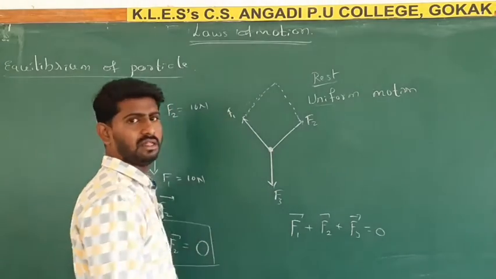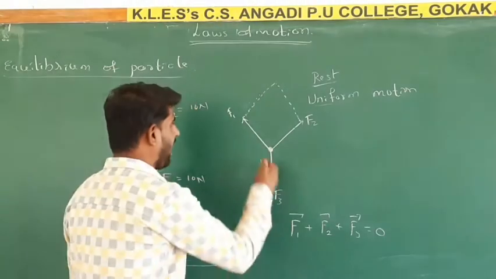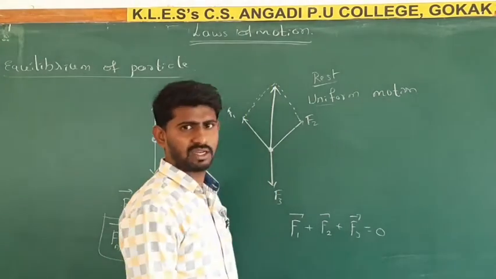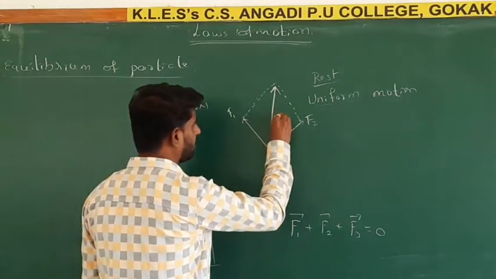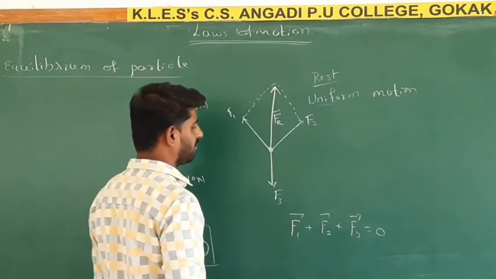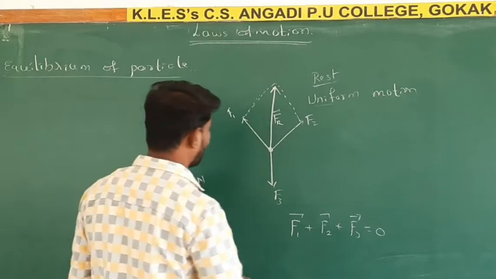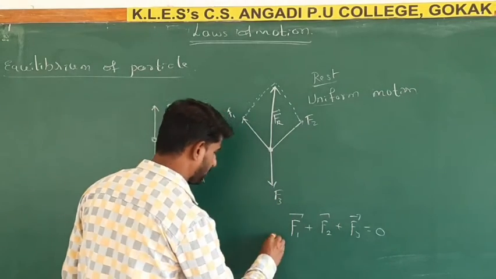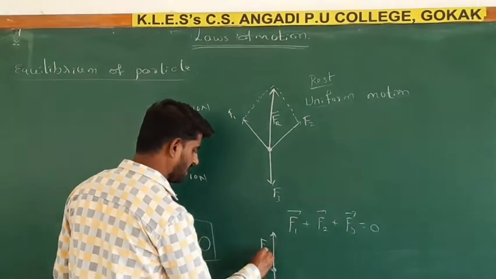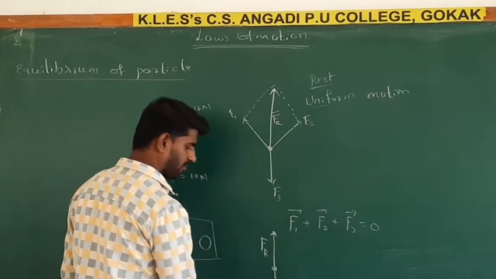It forms a parallelogram, and the diagonal of this parallelogram indicates the resultant of F1 and F2. Now with these three forces, it will be like this. This is the resultant of those two and this is the third force.